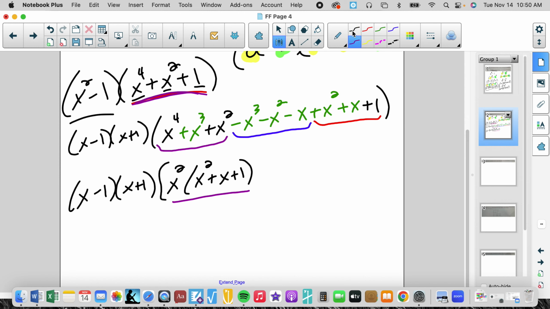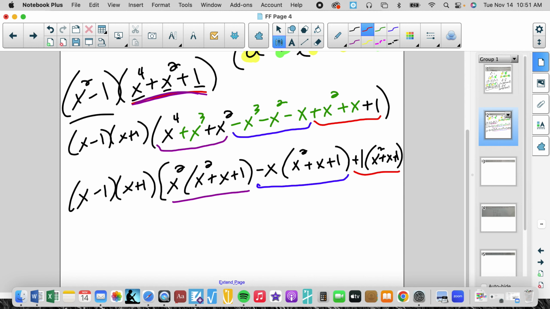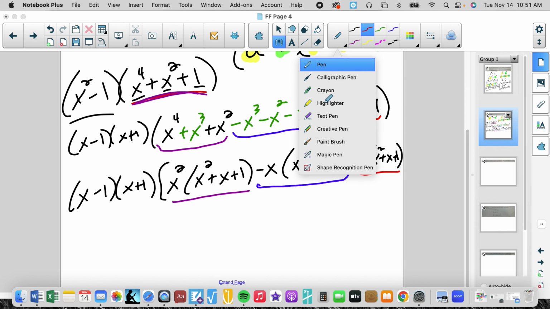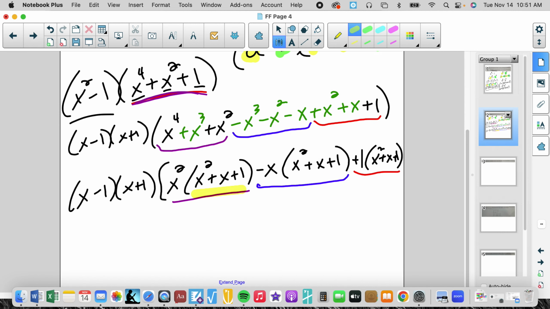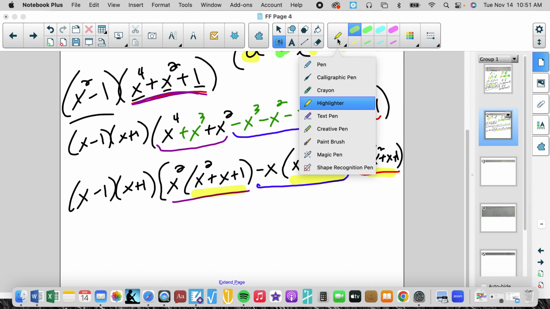Now we take the blue group, and we can factor out a negative x. If we factor out a negative x, we get x squared plus x plus 1. That's from the blue. And if we look at the red, we can factor out a 1. That technique is always fun when you factor out a 1, and you get x squared plus x plus 1. What we notice is that each of these has a common factor, so each of these are the same. So we can factor that out by grouping.